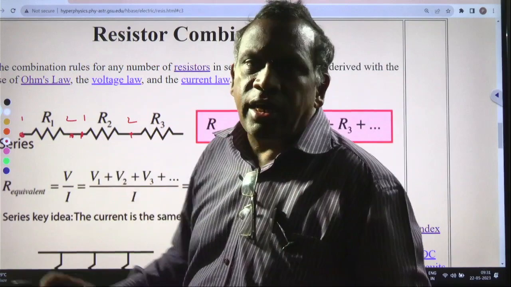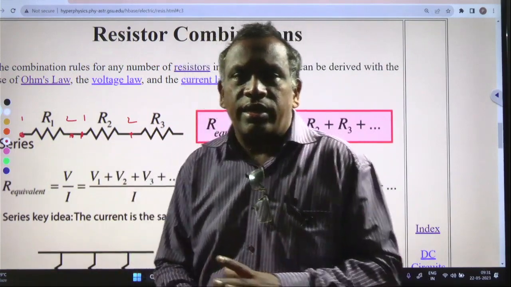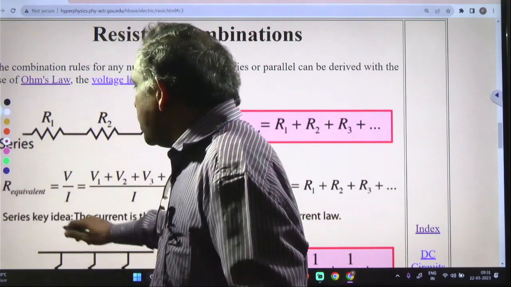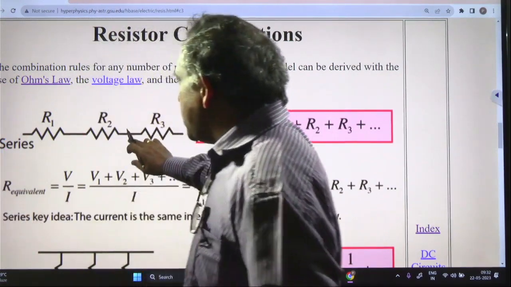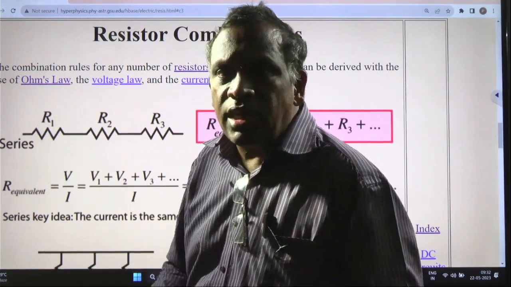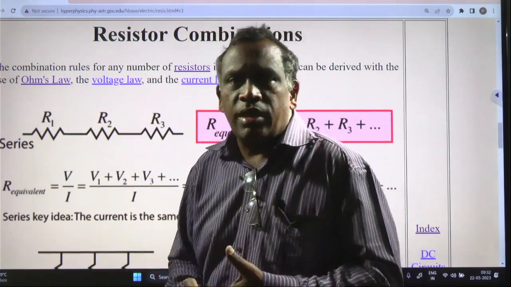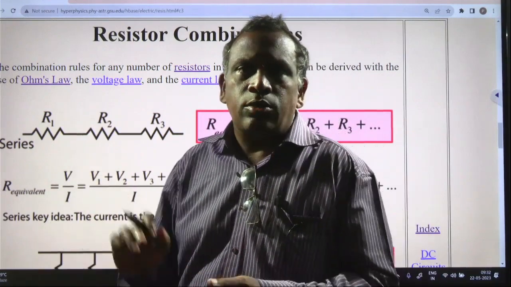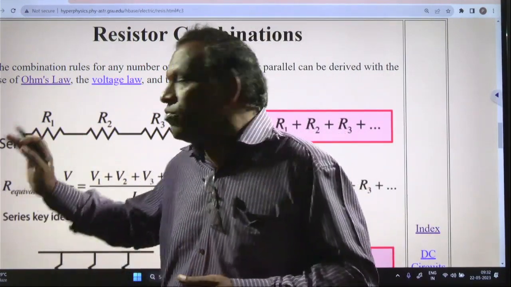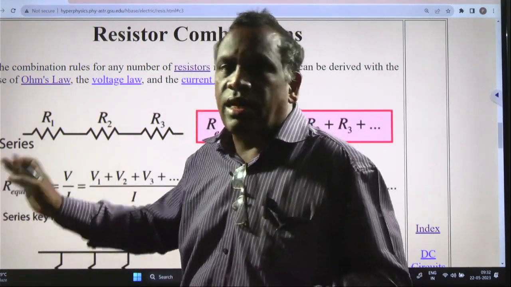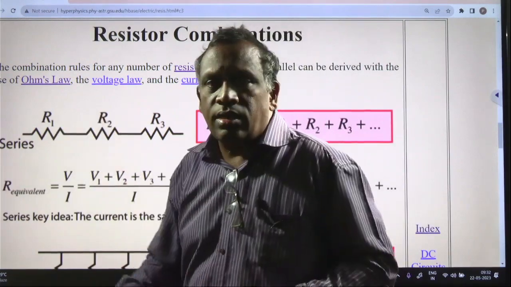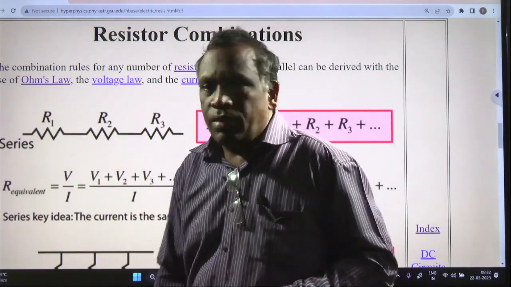Such end to end connection is called resistors connected in series. This type of arrangement we call the series arrangement. R1, R2, R3 are connected in series. In the series arrangement, you have to remember that the second end of the first resistor is connected to the first end of the second resistor, and so on. If it is connected like that, the resistors are connected in series.